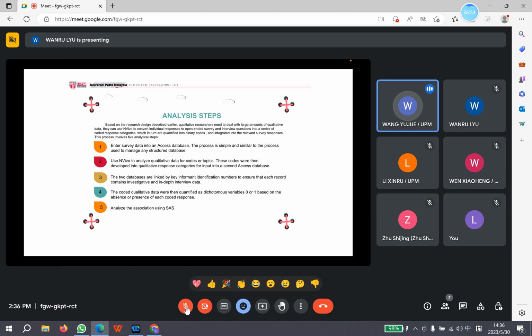Third, the two databases are linked by key informant identification numbers to ensure that each record contains investigative and in-depth interview data. Fourth, the coded qualitative data will then be quantified as dichotomous variables, a 0 or 1, based on the absence or presence of each code response. And fifth, analyze the association using SAS.